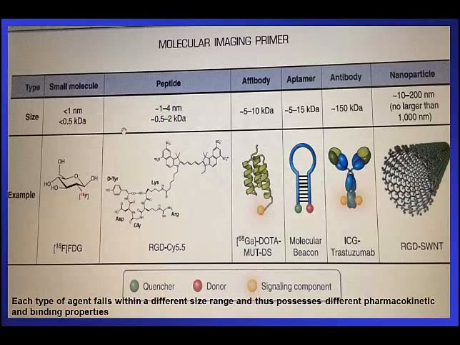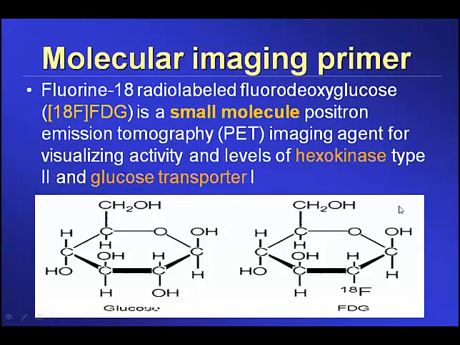We have small molecules, peptides, antibodies, aptamers, and nanoparticles. For small molecules, one example is fluorine-18 radiolabeled fluorodeoxyglucose, F18-FDG. It's a small molecule, and all of you know the benefit of F18-FDG. It will image some parts or processes in the body.